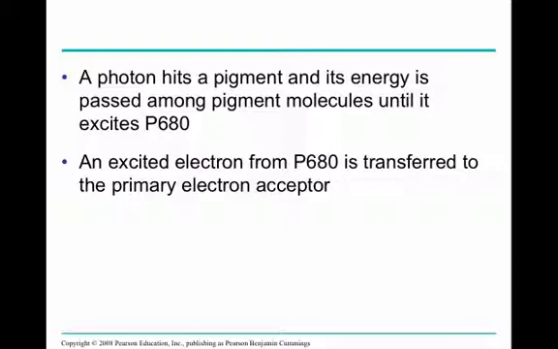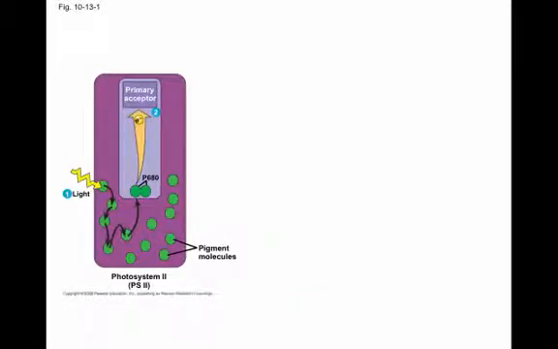P680 is another way to refer to chlorophyll A. That electron, once it gets excited, or has gained its energy, gets transferred to the primary electron acceptor. And so here we see that happening. The light's hitting your pigment molecules, your light harvesting units, or your accessory pigments. Their energy is being passed eventually to P680, which is our reaction center chlorophyll molecule, and its electrons are gaining energy and going to the primary electron acceptor.